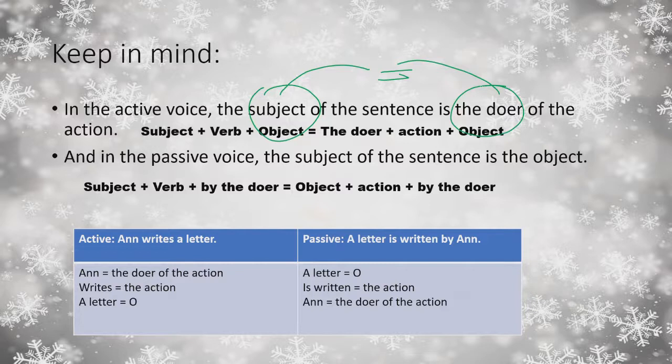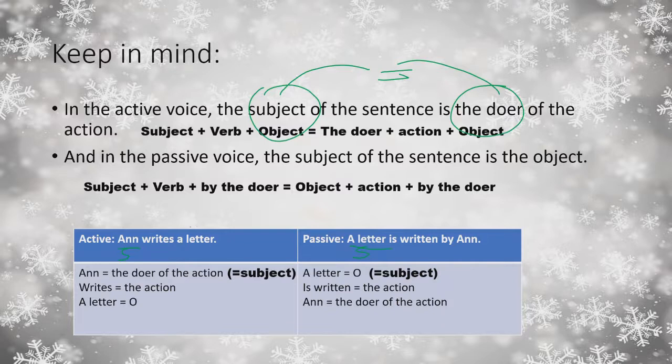Now, look at this table. We have a sentence that is written in the active voice and written in the passive voice. عندنا جملة مكتوبة في الactive voice ومكتوبة في الpassive voice. In the active voice, we have Anne writes a letter. Anne is the subject of the sentence and it is the doer of the action. Okay? Writes is the action and a letter is the object.